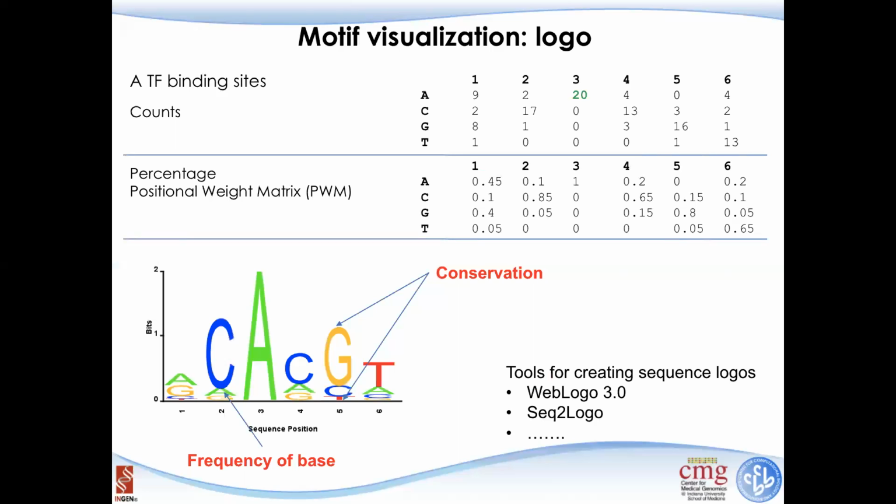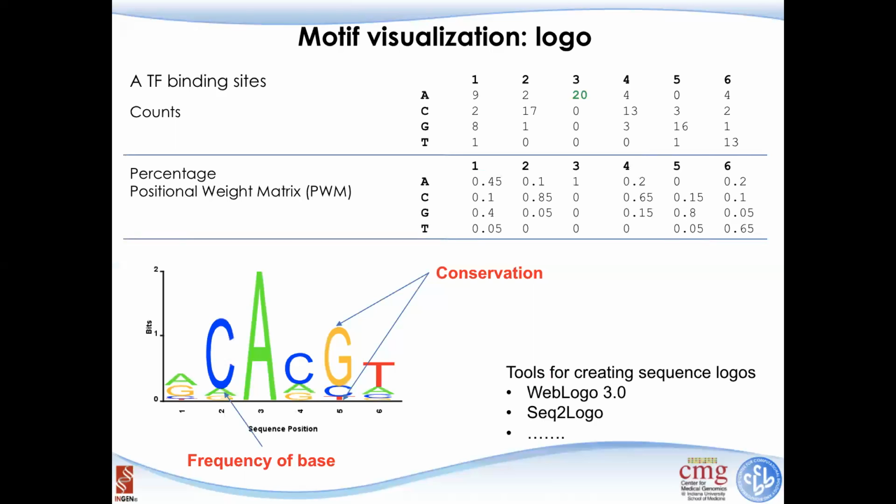And what's the height of this one? You can see for some positions, ACGT have different sizes. What does that mean? I believe you know. First, let's talk about the size of the character. The size of the character is proportional to the frequency of ACGT. For example, in position 2, we can see C is the most frequent, right? C is 17 out of 20. And then is A, then is G.